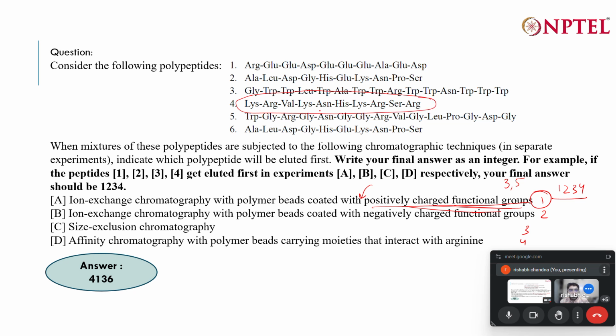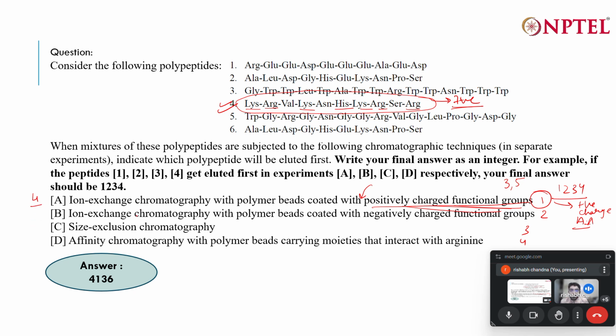As you can see here, lysine, arginine, 2, 3, 4, 5, 6, 7. Seven positive amino acids are present. So if we have to separate using ion exchange chromatography with a positively charged functional group, we will elute the peptide that has the most number of positively charged amino acids. So that is option number 4. In this case, the fourth peptide will be eluted first.